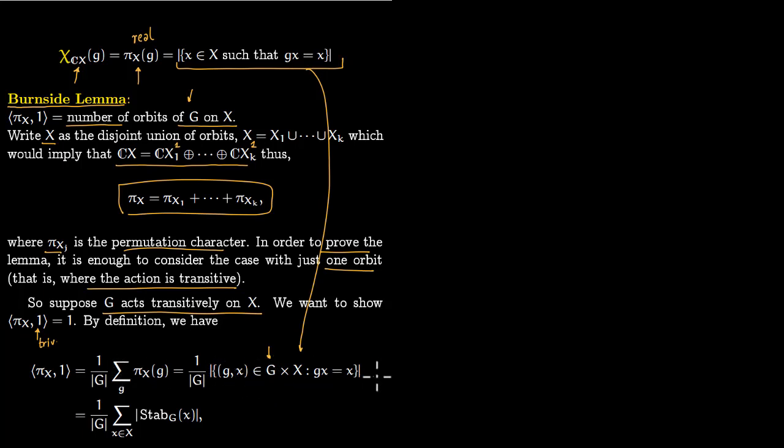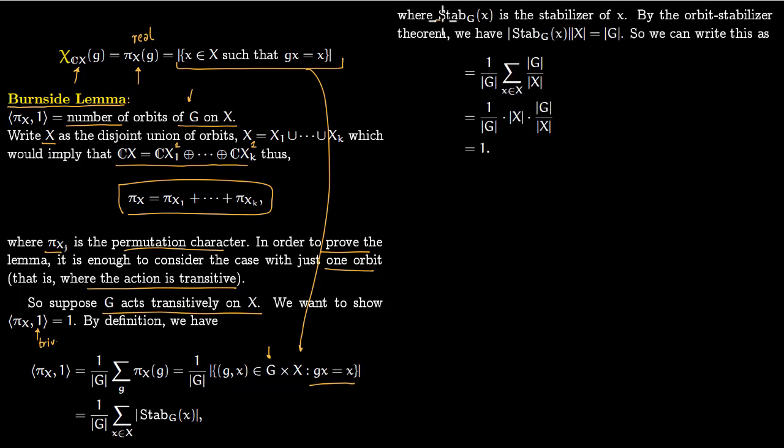Now you can rewrite this as a sum over x, with the stabilizer. This is the stabilizer of x, but now we are summing over the set x rather than the group G. Here we were summing over the group G, and now we have come to summing over the set x.